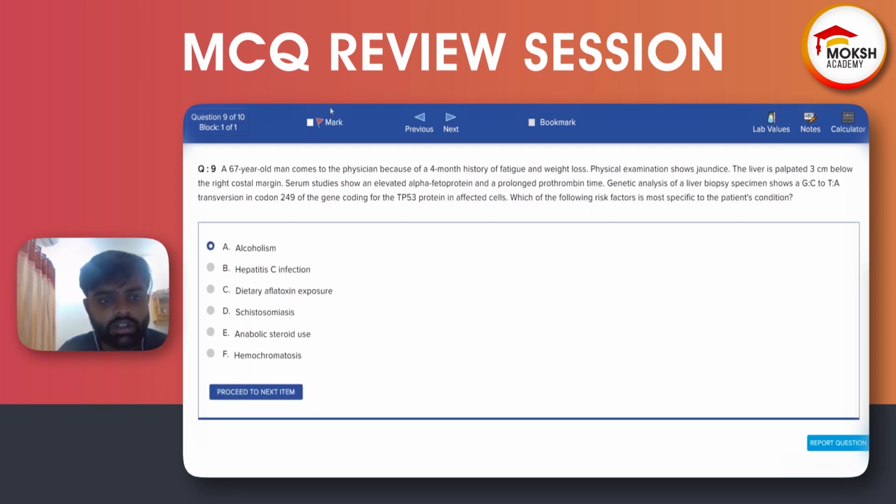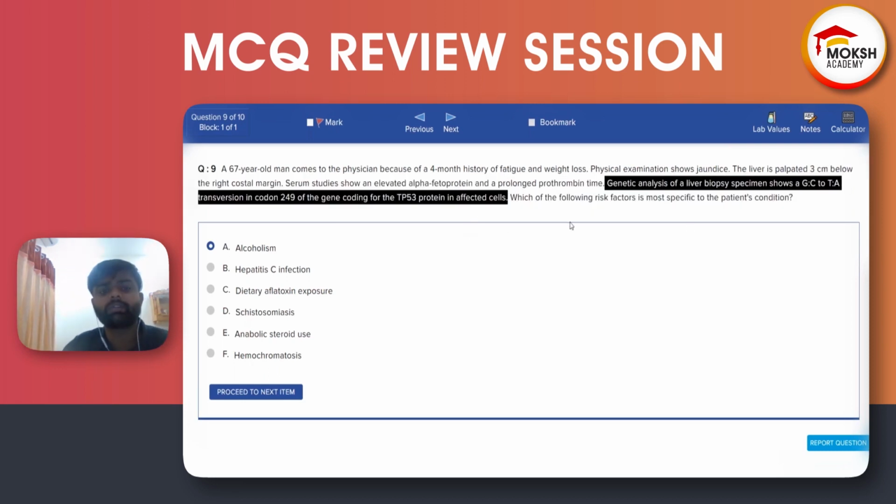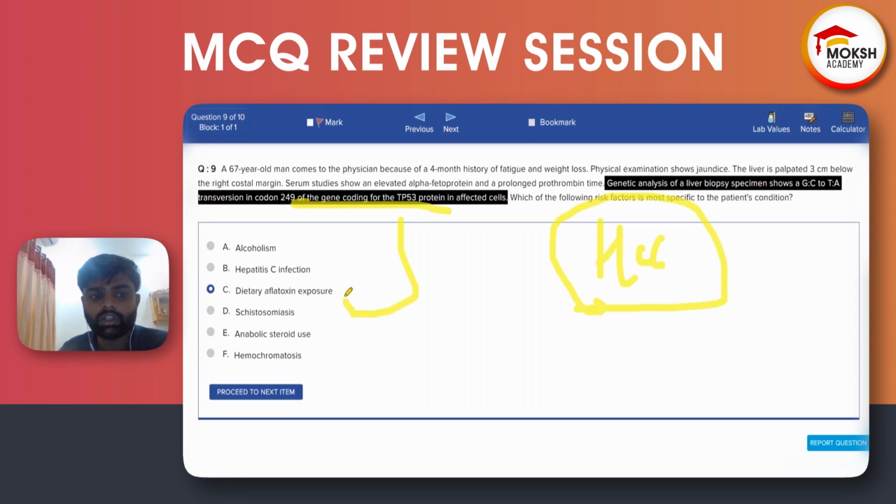Remember, the patient is having genetic analysis, okay? TP53 mutation in codon 249. Yes, so the patient is having dietary aflatoxin exposure. So this is the most common cause of hepatocellular carcinoma in the patient who is having TP53 mutation.